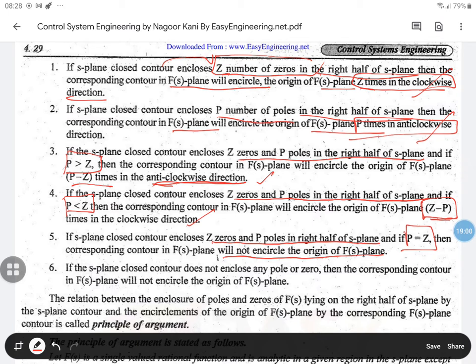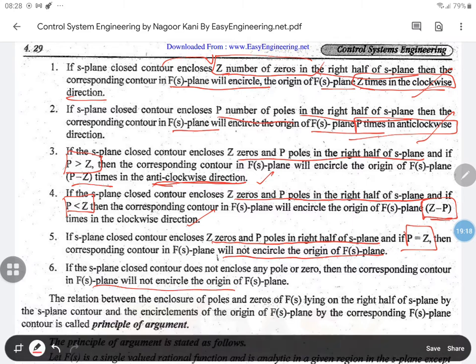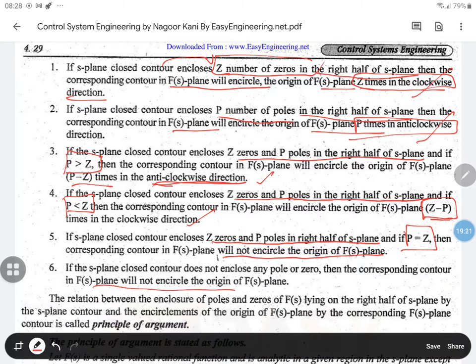Okay, if the S-plane closed contour does not enclose any pole or zero, so poles and zeros are there, but the S-plane contour does not enclose these poles and zeros, then the F(S)-plane will not encircle the origin of the F(S)-plane. Okay, so these are the six cases. The six cases you should remember. If you remember, you can predict the contour very easily.